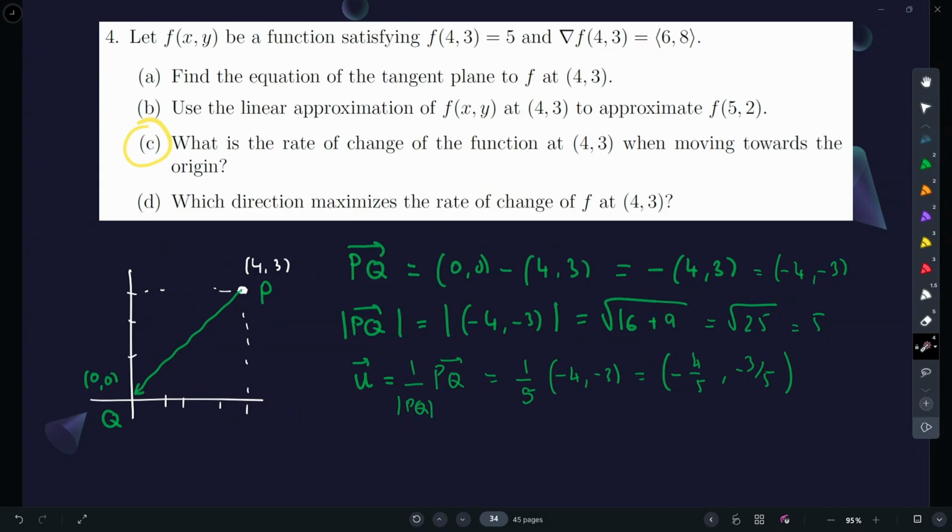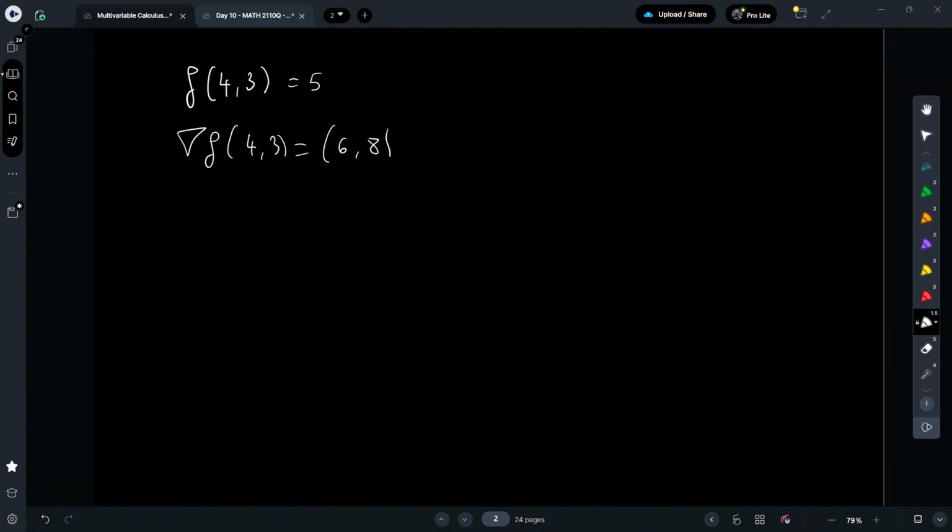Other questions? Yes. Part B. I want to use the linear approximation at (4, 3) to approximate f of (5, 2). How do I do that? f of (4, 3) is 5. And I have the partials at (4, 3) being 6 and 8. And I want to evaluate at (5, 2).